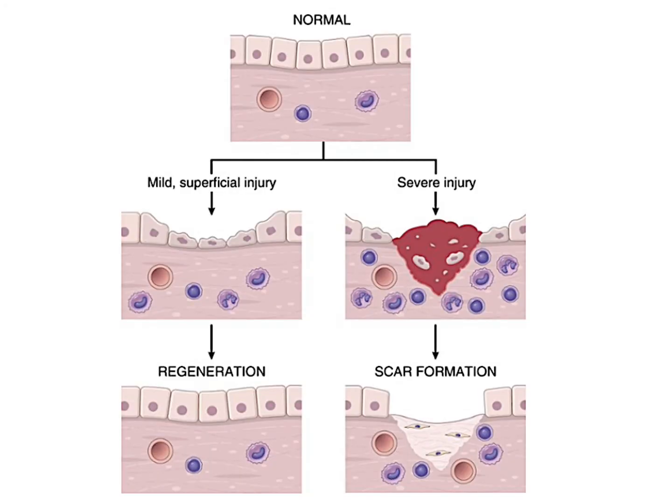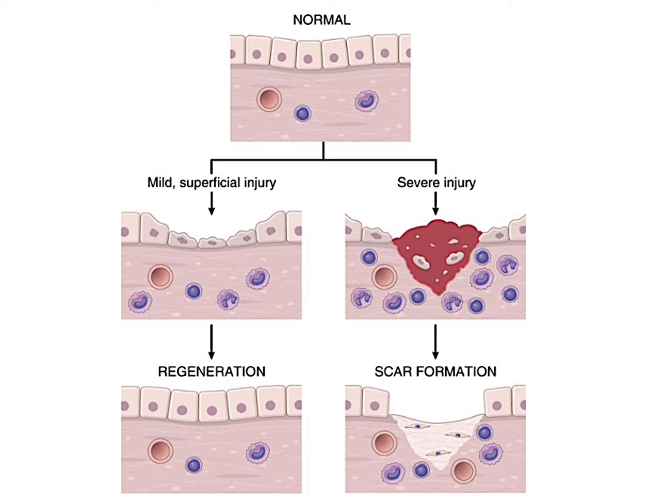So here's a diagram from our book showing normal tissue on the top, and they're showing us an epithelial type of tissue where there's cells lined up next to each other sitting on top of a basement membrane. Looks like some sort of simple cuboidal epithelium there.